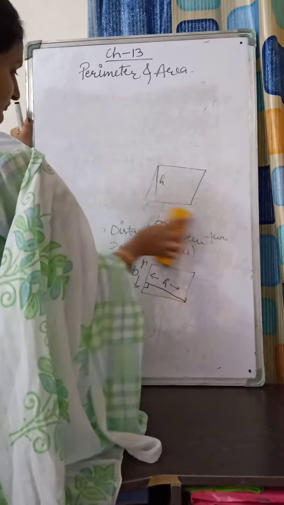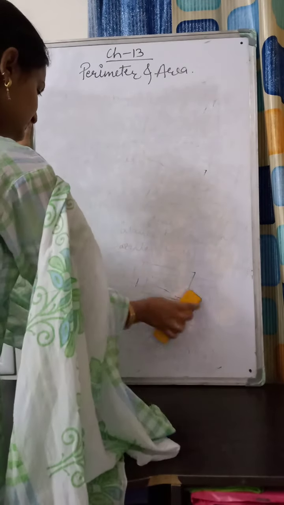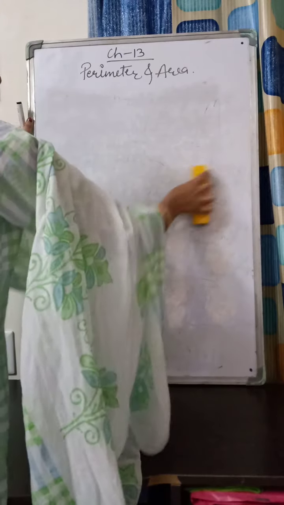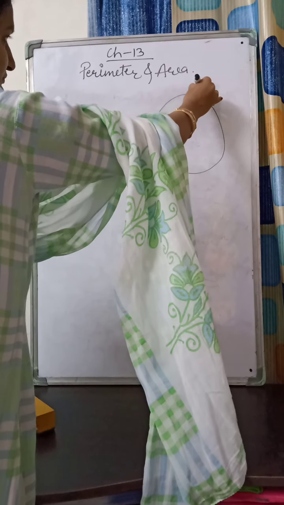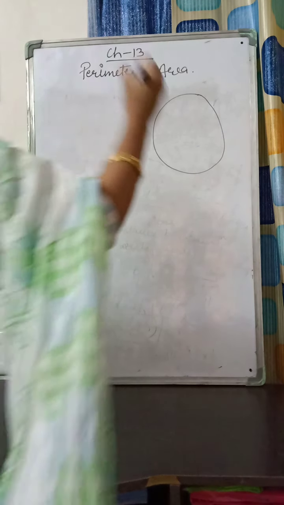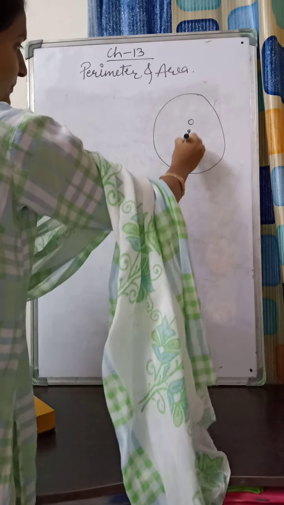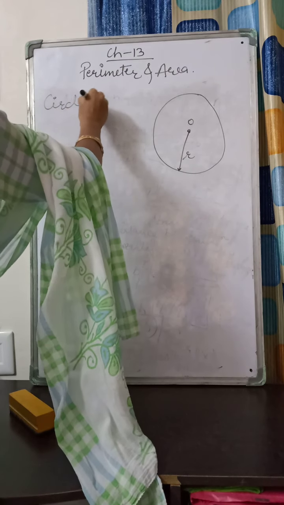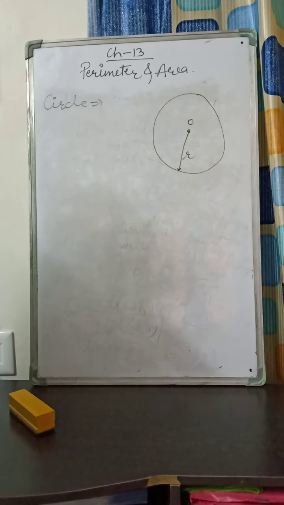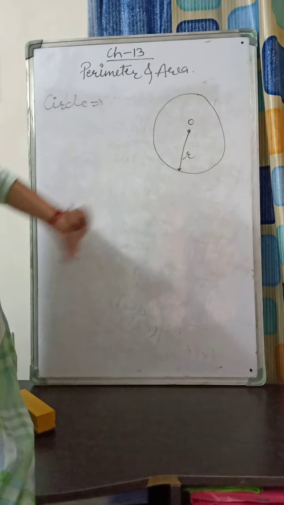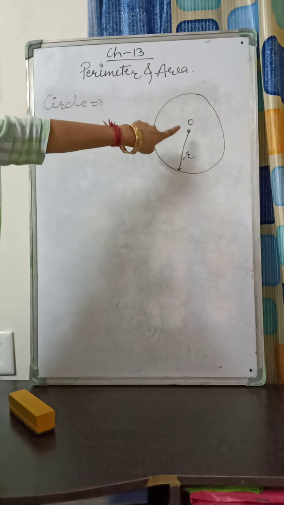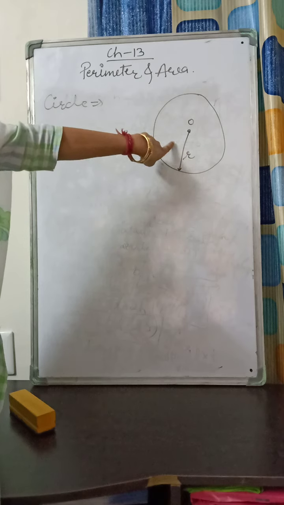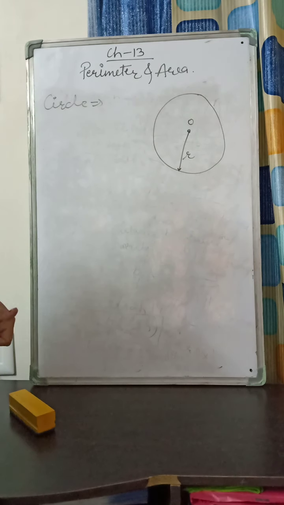Circle. In a circle, this is the center O and this is the radius. Fine. We know that the radius is the same distance from the center to the boundary of the circle in every position. If we check at every position, the distance between the center and the boundary will be the same.